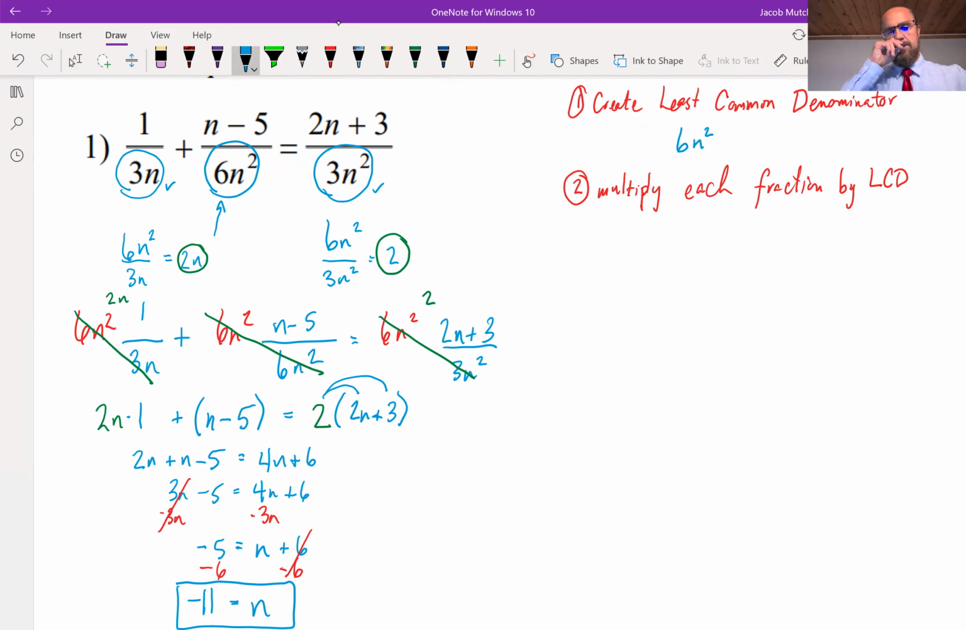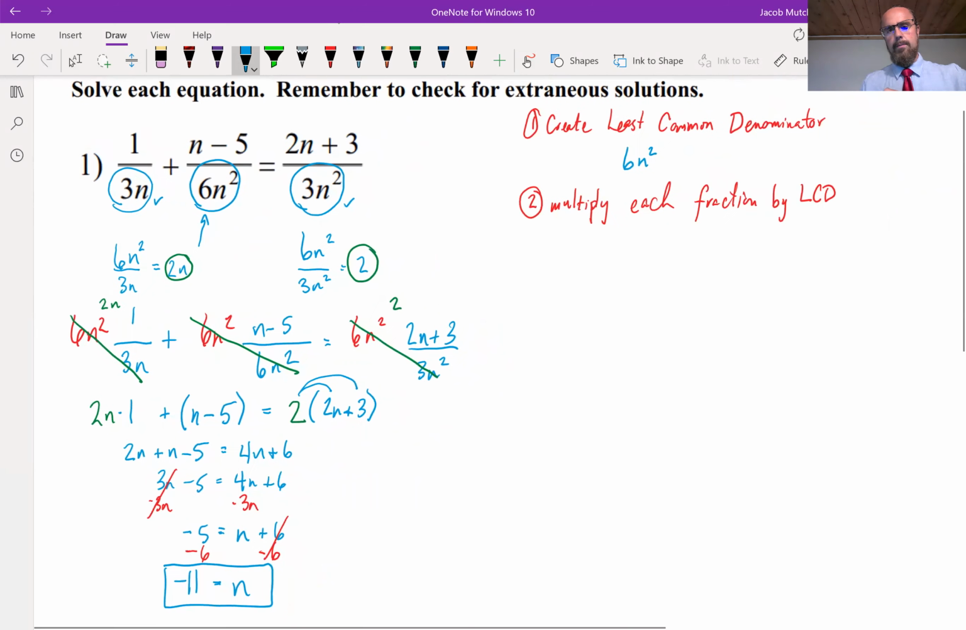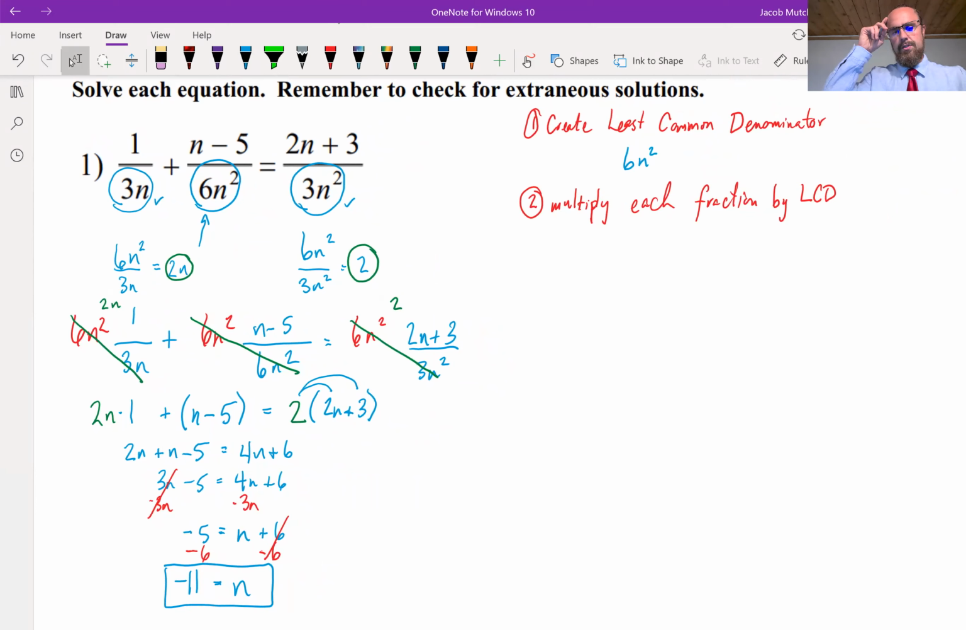I do have instructions here to make sure to remember to check for extraneous solutions. And really where I'm looking is if I plug negative 11 in either of these three denominators, I want to make sure that it doesn't create a 0 and make my equations undefined.